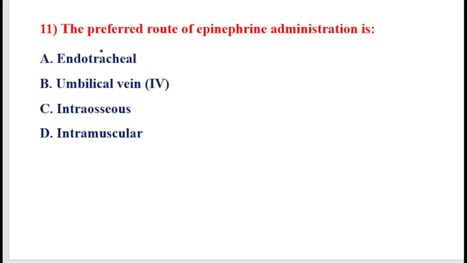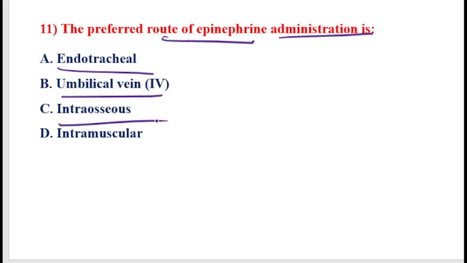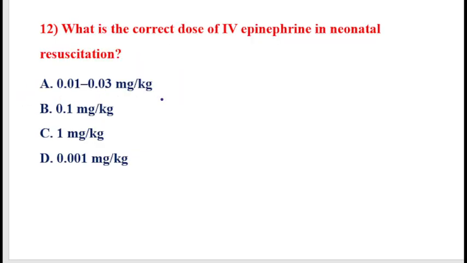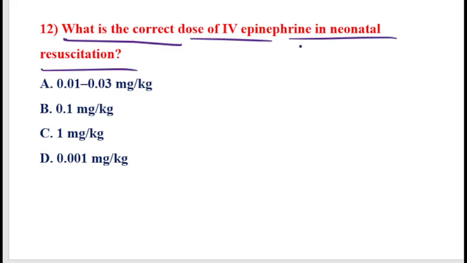Next question, the preferred route of epinephrine administration. In which route do we need to give epinephrine? Option A endotracheal tube, option B umbilical vein, option C intraosseous, option D intramuscular. The preferred route of administration of epinephrine is the umbilical vein. Next question, what is the correct dose of administration of epinephrine in neonatal resuscitation? So what is the correct dose, they ask.